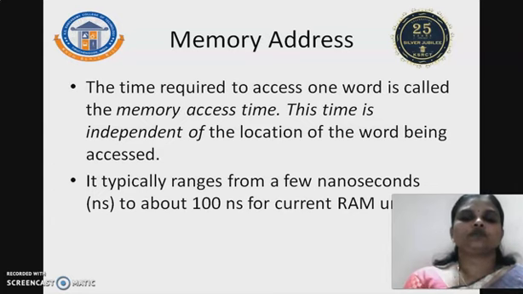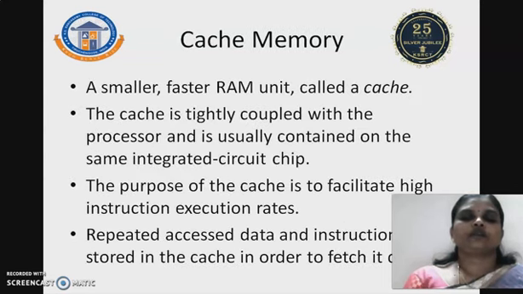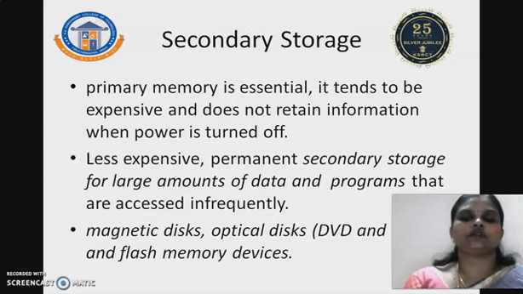Typically, it is represented in terms of nanoseconds. Processors also use a smaller and faster RAM unit called a cache. Cache is tightly coupled with the processor and is usually contained on the same integrated circuit chip. The purpose of the cache is to facilitate high instruction execution rates, by keeping repeatedly accessed instructions stored in the cache in order to fetch them in a faster manner.